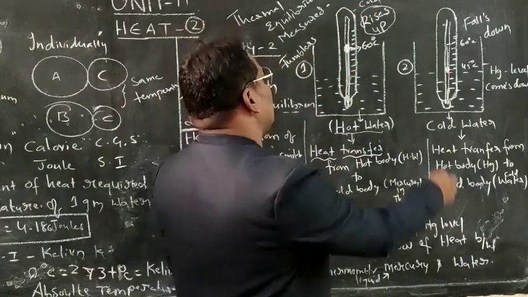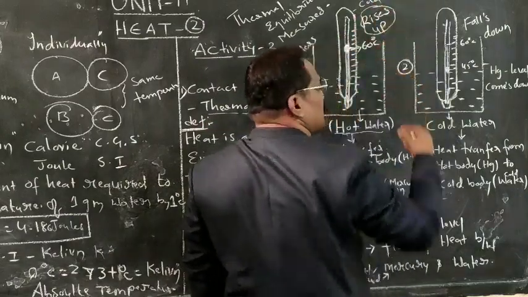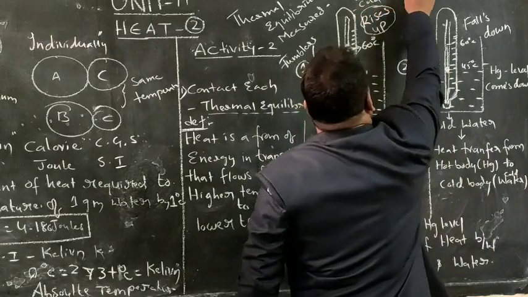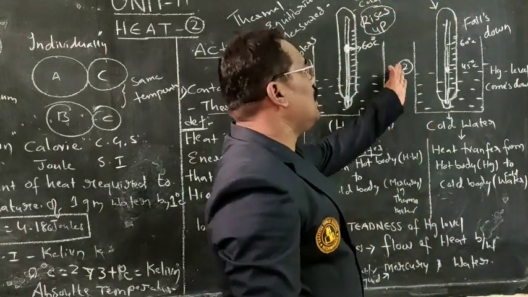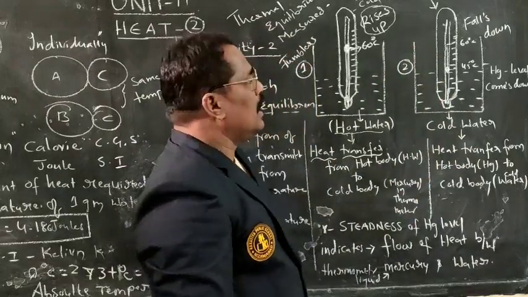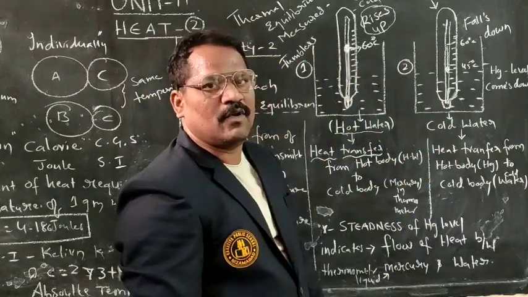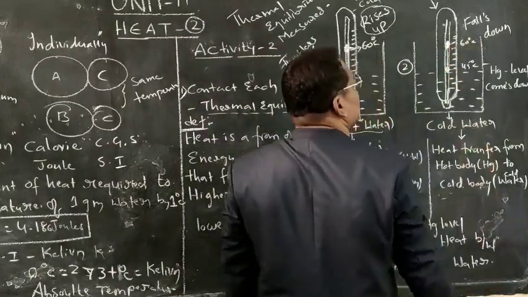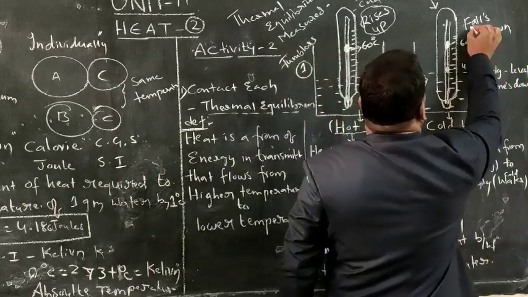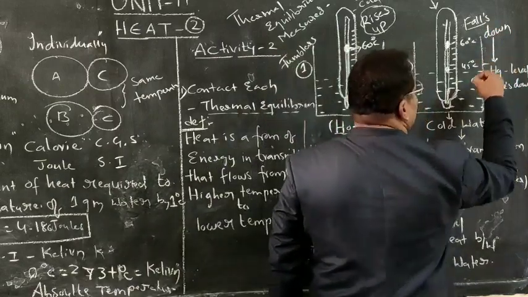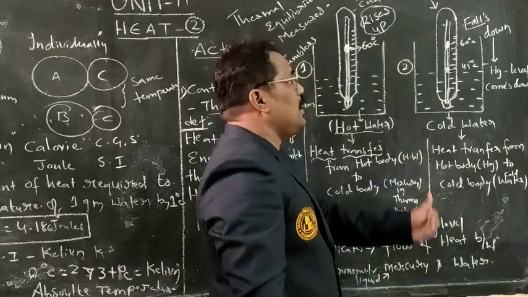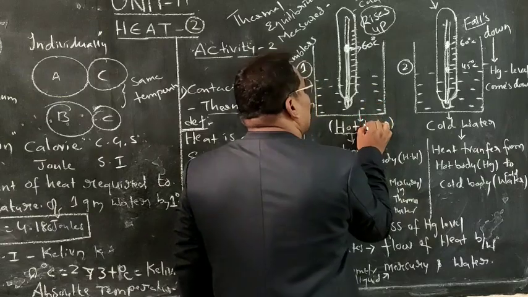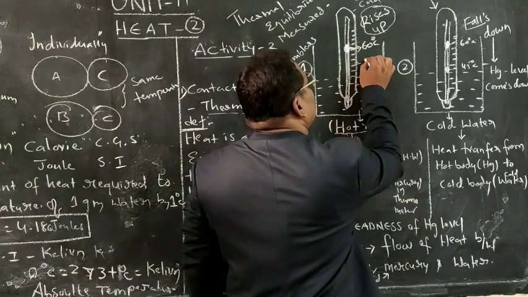Then afterwards, what do you do? Take the same thermometer out, and place it in beaker 2, or the second tumbler, and observe the reading. What happened to the reading? First the reading was at 60 degrees centigrade. We will observe that the reading falls down slightly. Why does the reading fall slightly? Here there are two bodies. The first body is hot water, the hot body. The thermometer is the cold body.